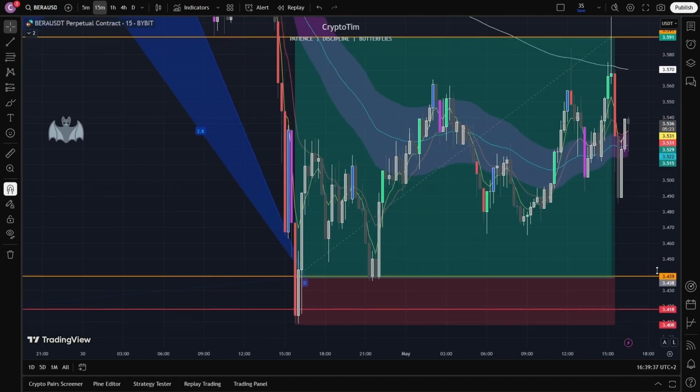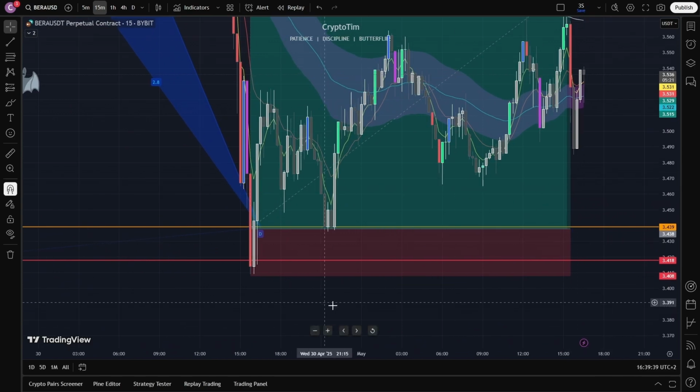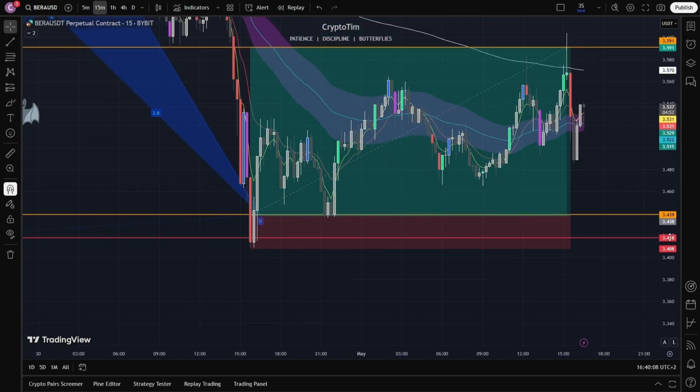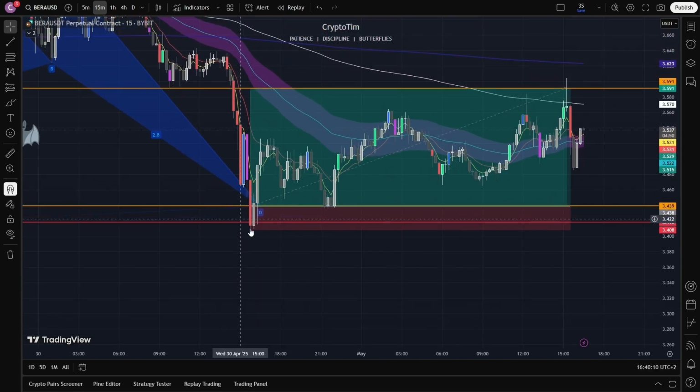I do think I got very, very lucky here, as we did come into the entry level. But this was also when the CPI data got released and Bitcoin took a bit of a nosedive, which meant altcoins, or a lot of altcoins, were following. So we did go a bit lower than I expected.